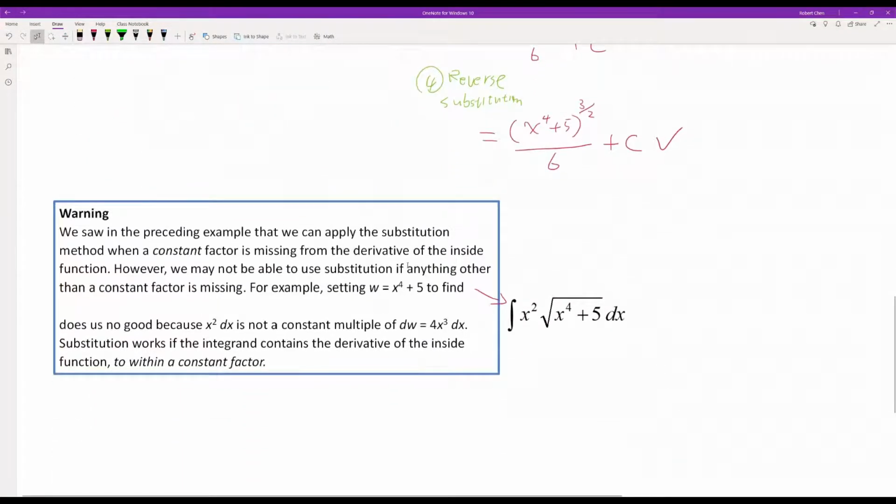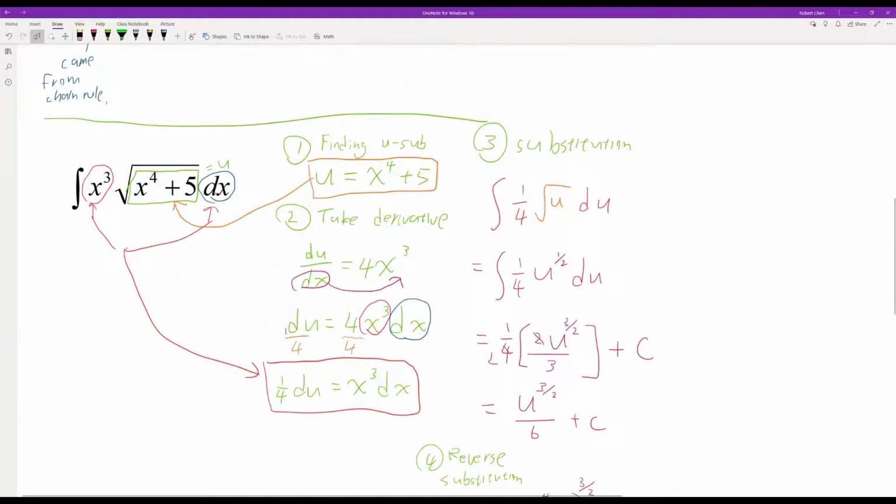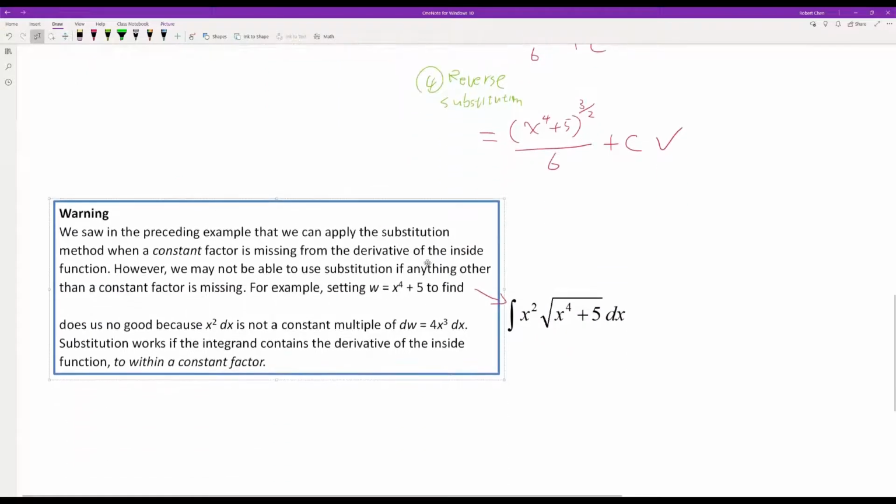Okay, so we saw that in the previous example, we can apply substitution when a constant factor is missing from the derivative, right? In this case, it was the 4. The 4 was missing from the derivative. Then we can use substitution. However, we may not be able to use substitution if anything other than a constant factor is missing. For example, this integral right here. The inner function is x to the 4th plus 5. And when we took the derivative, if we pick this to be u, and u prime, or du dx, is 4x to the 3rd power.